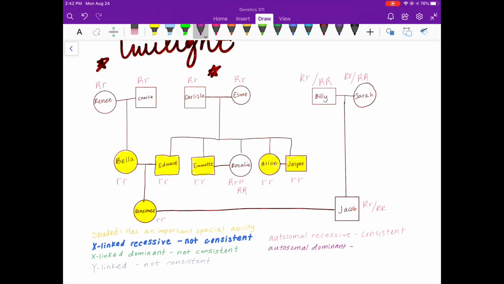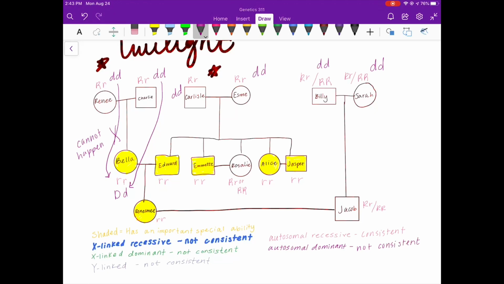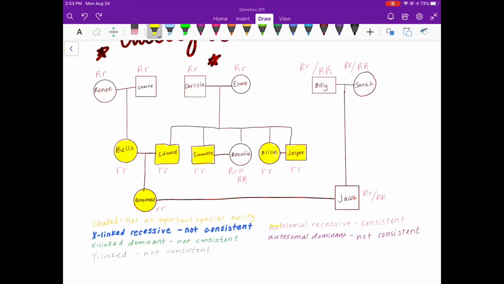So now we're going to look at autosomal dominant, and we know that all the parents do not have the dominant allele because none of them express the trait, which means that this cannot happen, because in order for Bella or Edward or any of the other children to have this trait, one of the parents would have to have a dominant allele. It is not consistent, and we can see that after looking through all the modes of inheritance, autosomal recessive is the only consistent one with the way that this trait is portrayed on the pedigree.